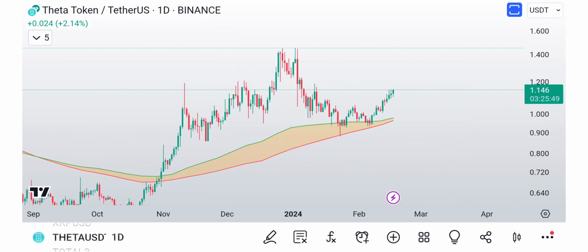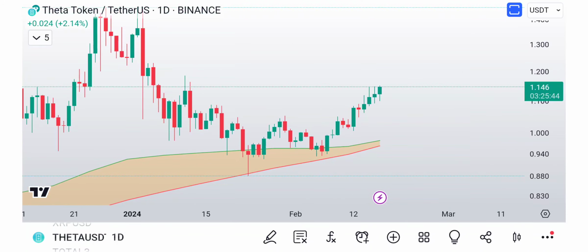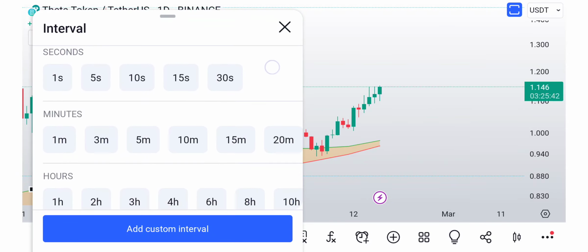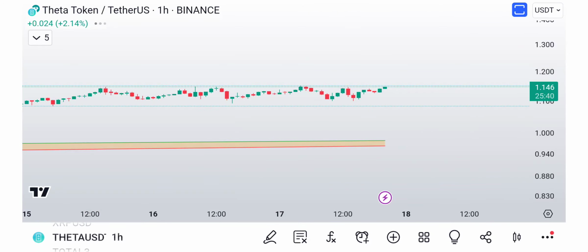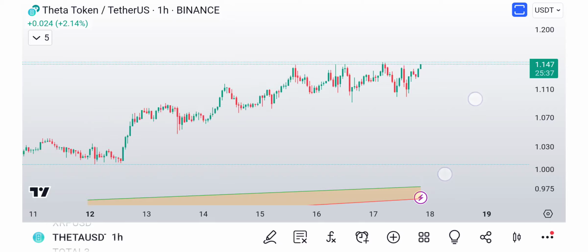So anyway, look at the price of Theta. It's still getting a little pumpy going on here. Look at that. So we're back at the high. If I zoom in here, let's see what's going on.